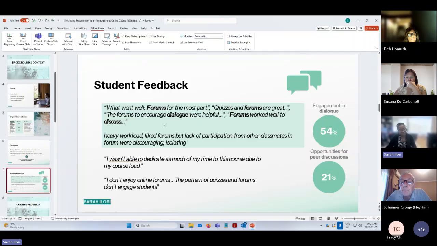So in terms of the feedback that talks about dialogue, 54% felt that the course enabled them to engage in dialogue, and only about 21% felt that it enabled them to participate in peer discussions. So this was, again, similar to what I was seeing in the course.